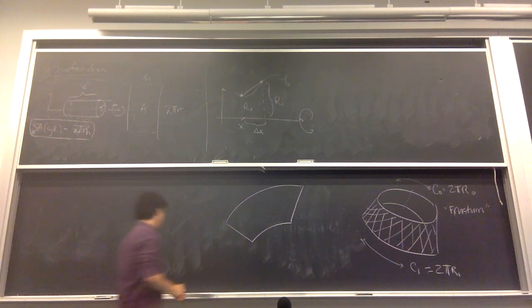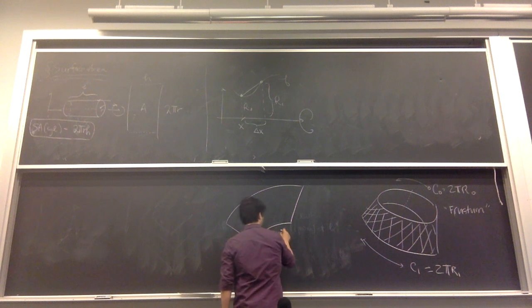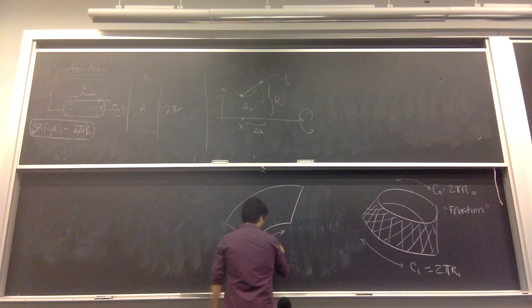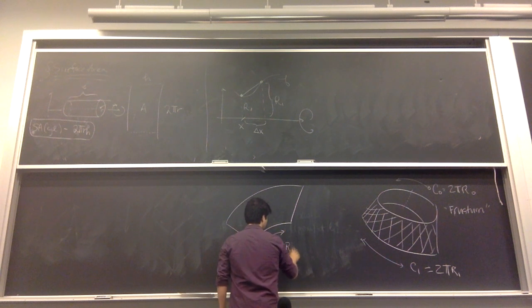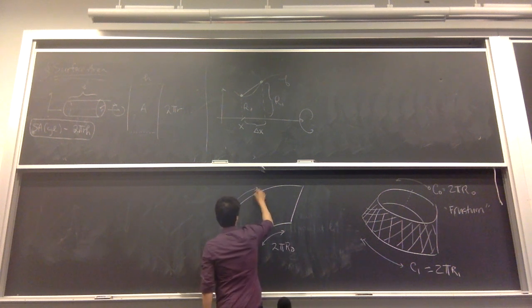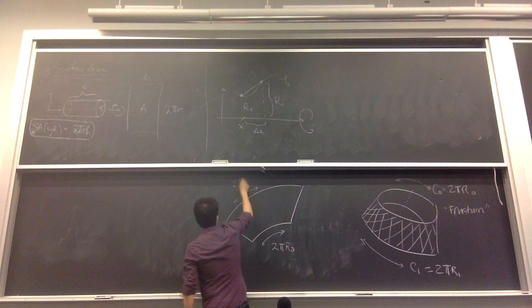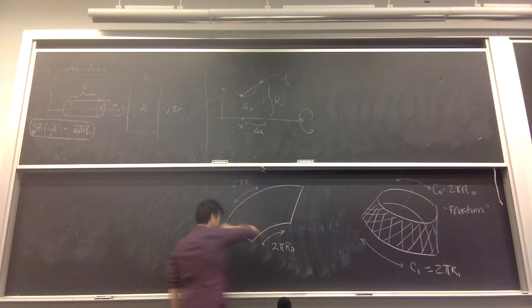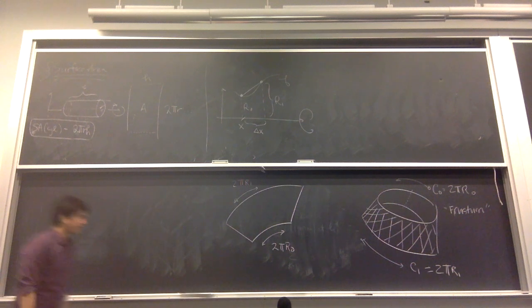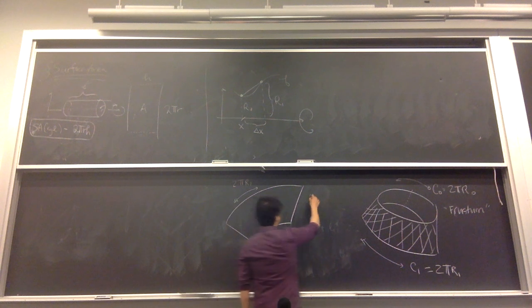Okay, so let's start labeling this. This is the smaller one, 2 pi r naught. And this length here is going to be 2 pi r1. Okay, so we still need to get this dimension.